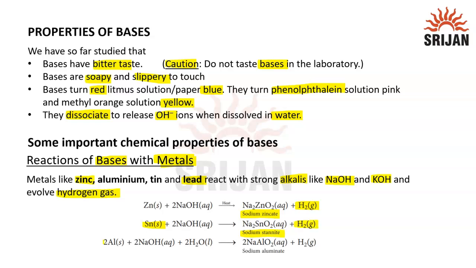Next is aluminum. Aluminum reacts with sodium hydroxide and we will get 2NaAlO2, which is sodium aluminate, along with the evolution of hydrogen gas. So this is what exactly happens when a base reacts with a metal. A salt is formed along with the evolution of hydrogen gas.